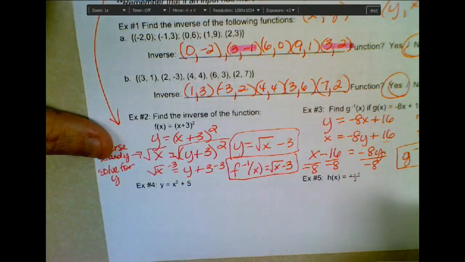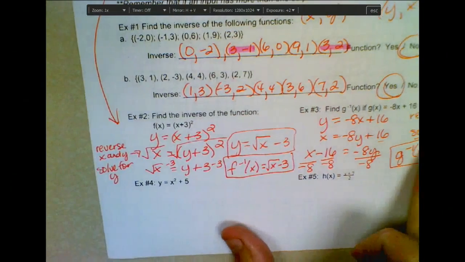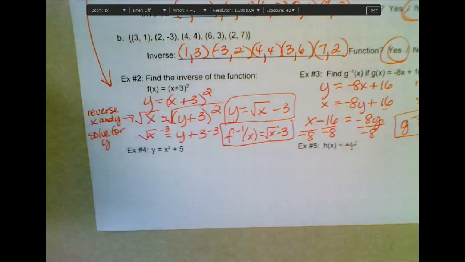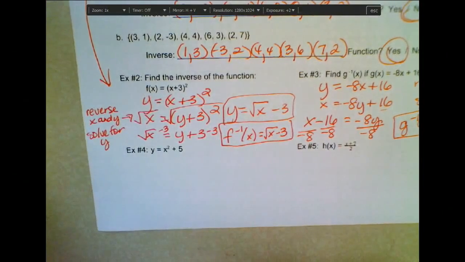Okay. Try to do examples 4 and 5 by yourself. Hit pause on your video, and then come back in a moment to check your answers. Okay, now we're checking our answers.